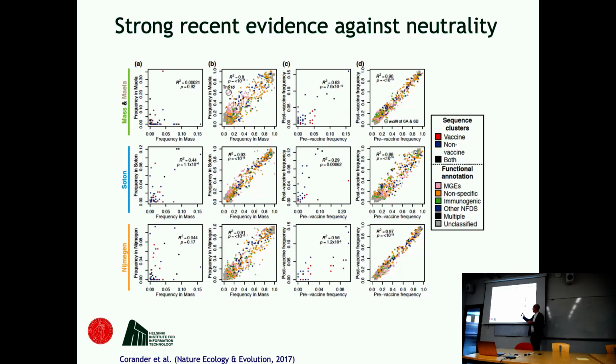Nevertheless, when we look at data here, 4 years after the introduction of the vaccine and then plus 4 years from that, we have very strong positive correlations in terms of frequencies, so that these genes have returned to the frequencies they were at before the vaccine was launched. And that's highly unlikely to happen under neutral variation. So if these frequencies could change at will, then we would have expected much looser association here.